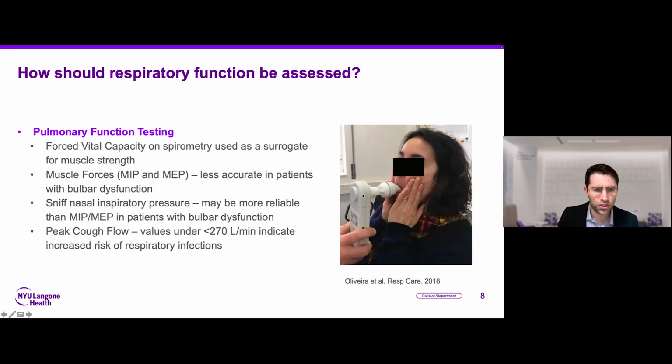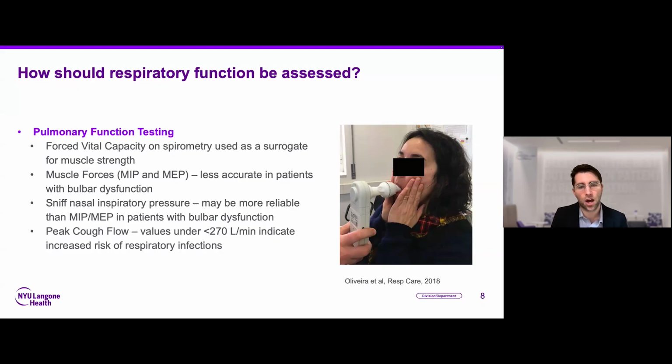We also perform a similar test looking specifically at the muscle forces. And that's called the maximal inspiratory pressure and maximal expiratory pressure. And again, that is a test that is very difficult to measure in patients with any sort of bulbar disease or difficulty forming a good seal on the machine. There is another test that is called a sniff nasal pressure that can be a little bit easier for patients with bulbar disease to perform.